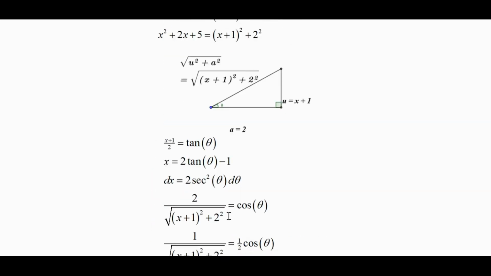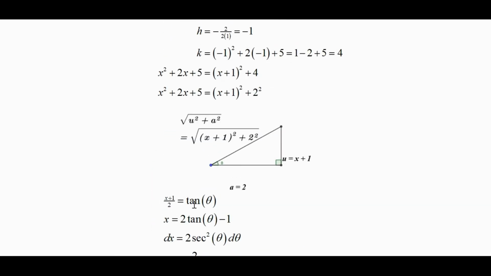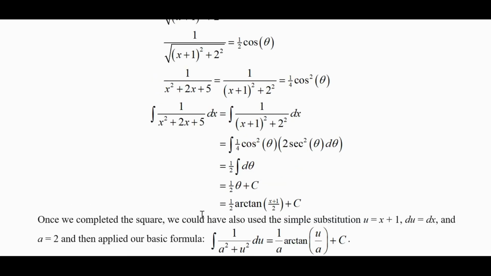Now what is theta? Well, let's see here. Tangent of theta is (x plus 1) over 2. So theta is the arctangent of (x plus 1) over 2. And so we have that.